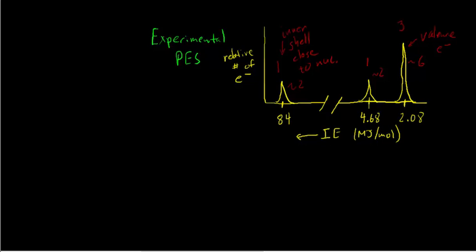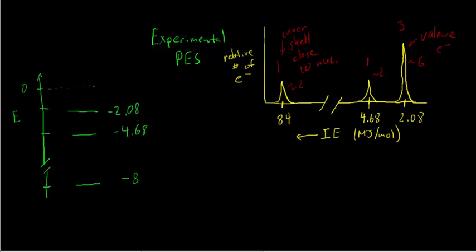Alright, so then I've got a different picture now for my energy level. So let's draw an energy level diagram that's consistent with the observed photoelectron spectrum. So up here is 0 again when we've ionized the electron. So we've got an energy level here that is at negative 2.08 megajoules per mole. There's another energy level here at negative 4.68 megajoules per mole. And then way down here, really low in energy, there's another energy level at negative 84.